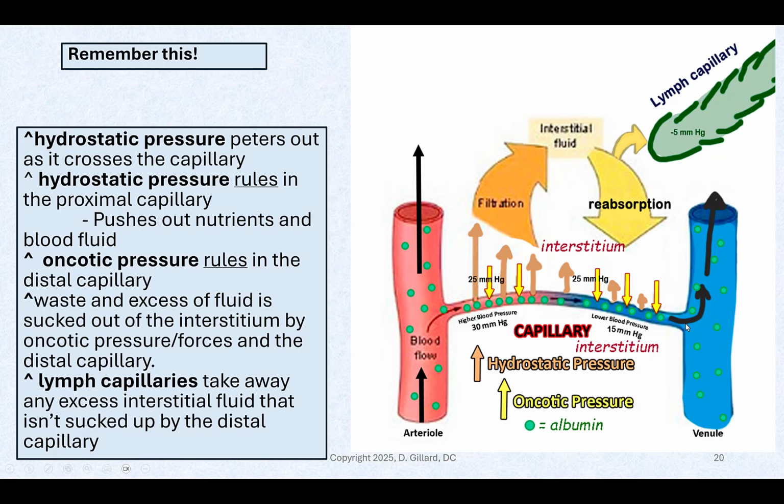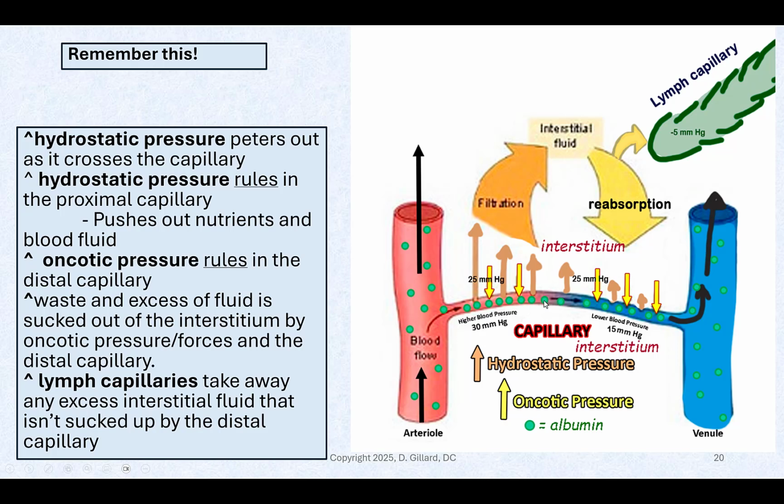This is our cartoon of the capillary. Remember your forces. The heart pushes blood through this capillary, and that pushing force is hydrostatic pressure. Hydrostatic pressure peters out as you go across the capillary. So it's high here, and it gets lower and lower down to like 15 millimeters of mercury here. Therefore, the pushing out of the capillary force is greater in the proximal capillary.